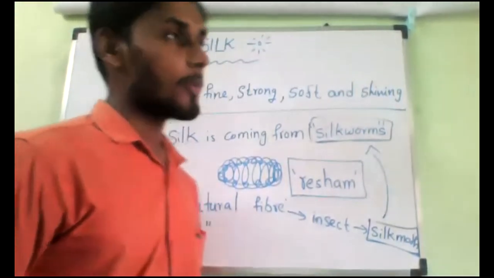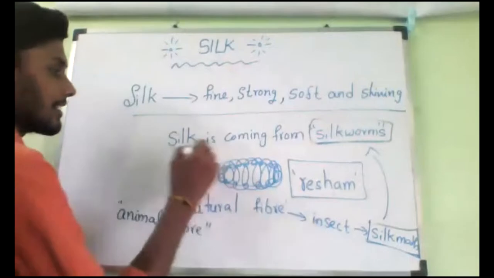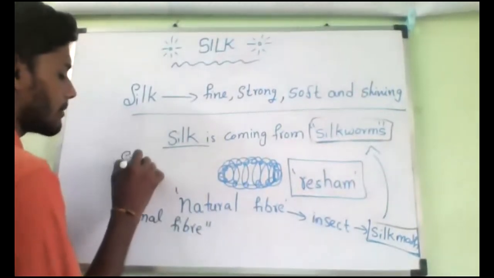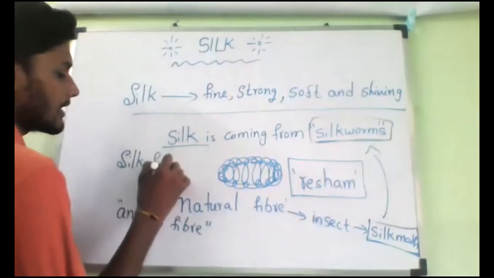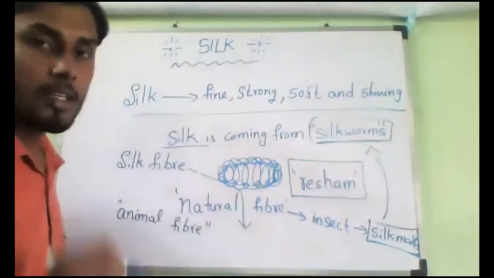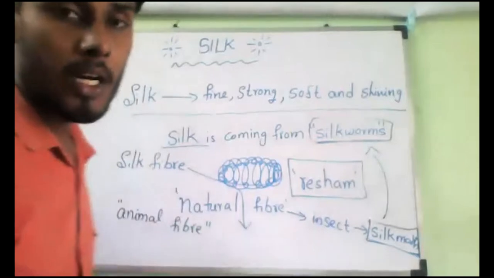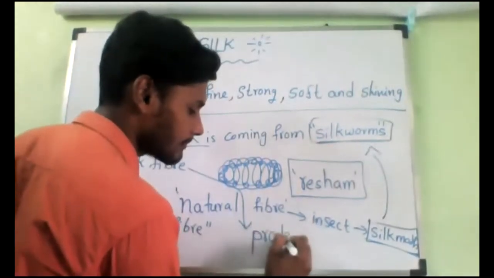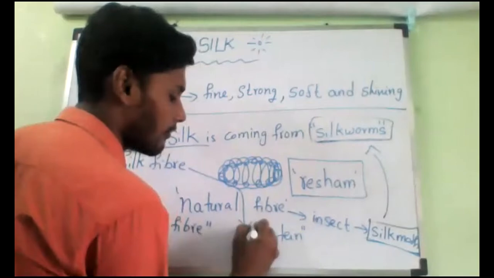Now, this silk is called silk fiber. It is a natural fiber, yes. Do you know what it is made up of? It is made up of protein. Made up of protein.